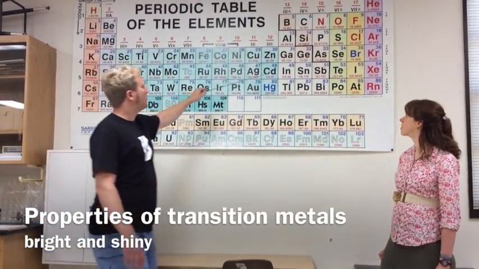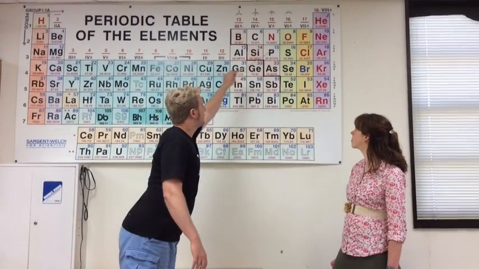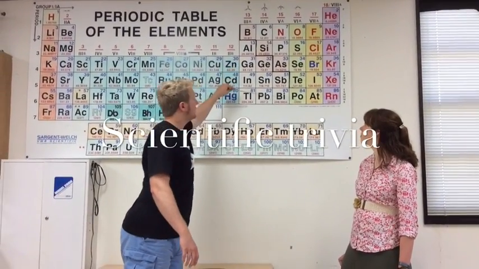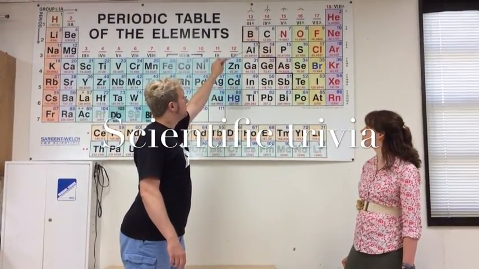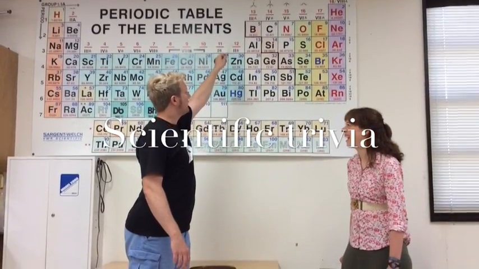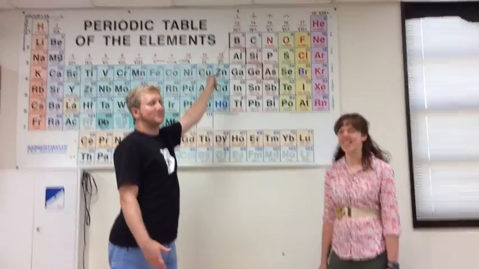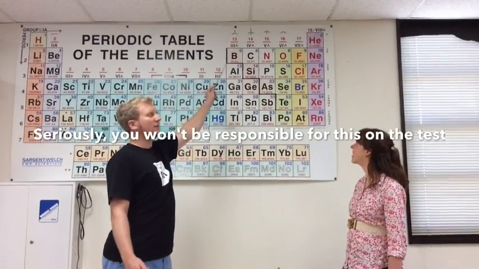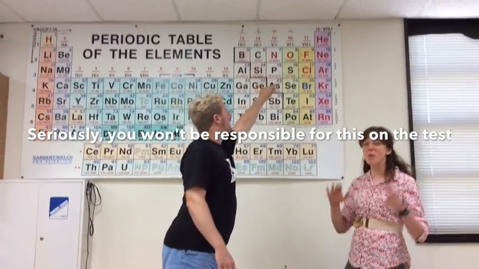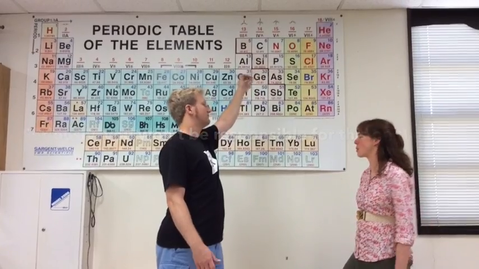Coming across, we've got another group right here in this green, which doesn't have a name. Well, it does technically. It's the chalcogens, but no one calls it that. So we won't have to worry about that. Just remember it's oxygen's group, group 16, and you're okay.